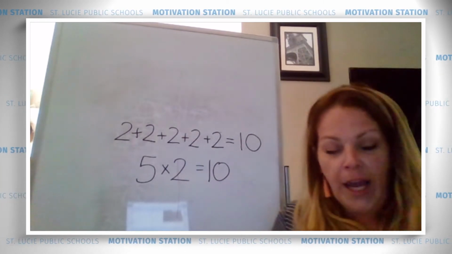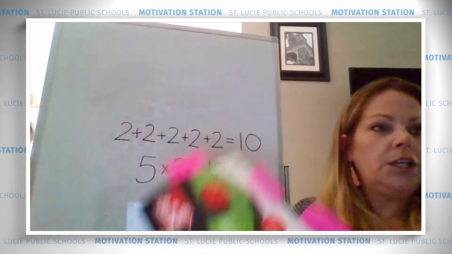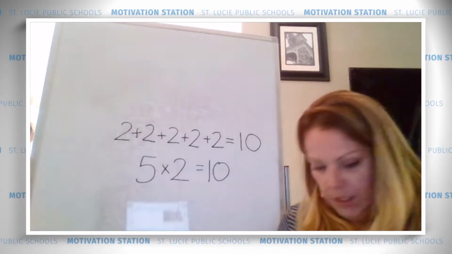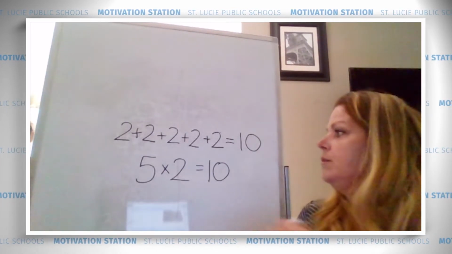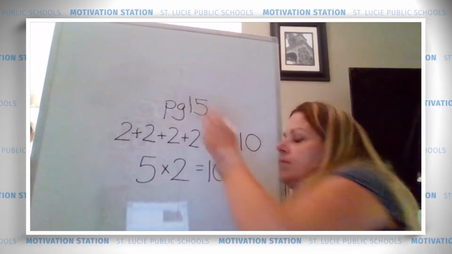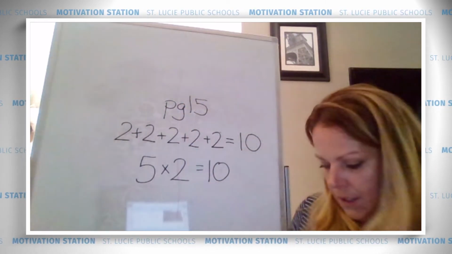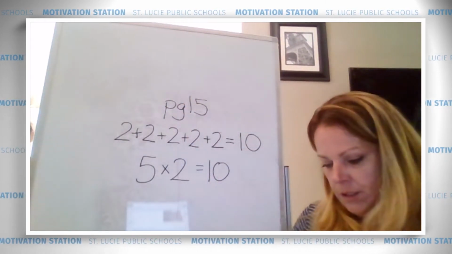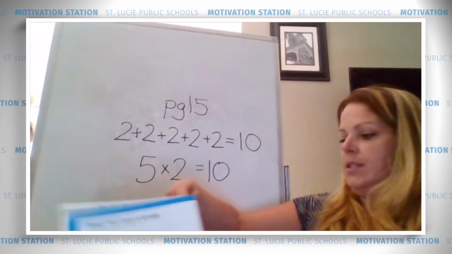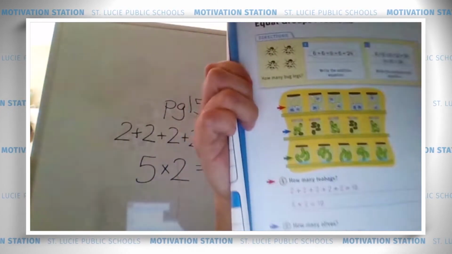Okay, so now we're going to go in your workspace book and you're going to turn to page 15. 15. Let me write it up here. Okay, turn to page 15, and you can see that it says equal groups problems. This is what the page looks like.